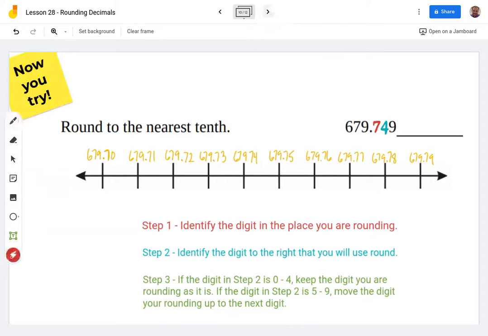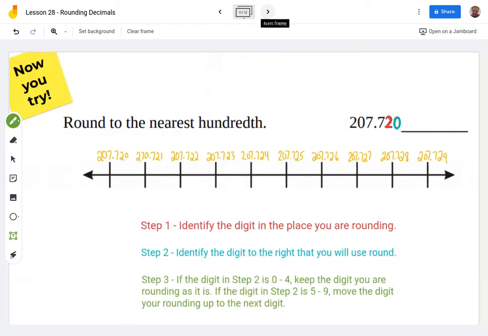In this example, you're asked to round to the nearest tenth. Try it. Okay. Did you, in step 1, identify the digit in the place we're rounding as the 7 in the tenths place? And then in step 2, did you identify the digit that we use to round just to the right of that in the hundredths place? This is a 4. And then in step 3, did you say, oh, 4 is between 0 and 4, so I'm going to keep the 7 as it is, making my final rounded answer 679 and 7 tenths.